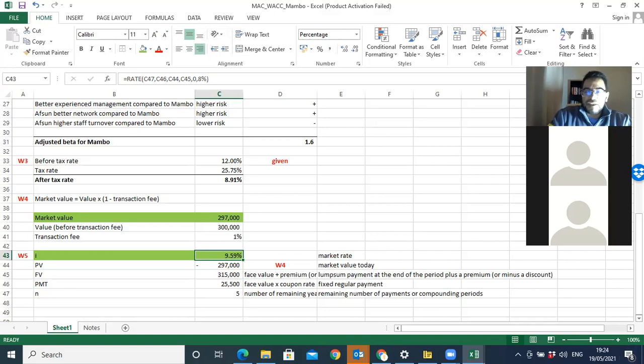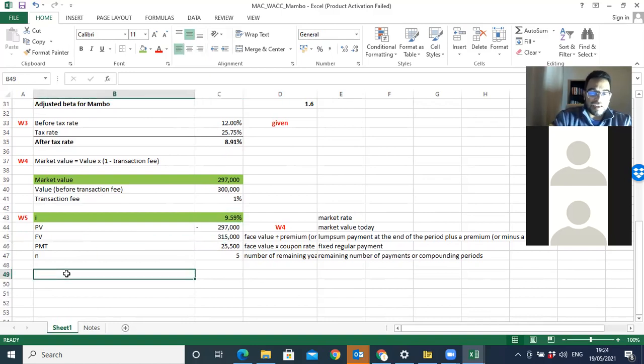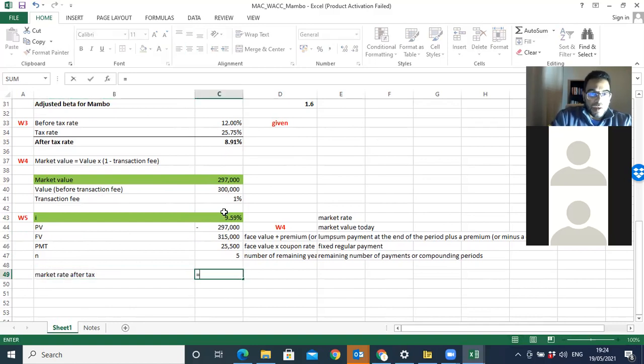But now remember, this is I, but that is I before tax. What do we want? We want I after tax. So we will say market rate after tax is going to equal market rate before tax multiplied by 1 minus the tax rate. The tax rate is 25.75%. So that should be my rate.